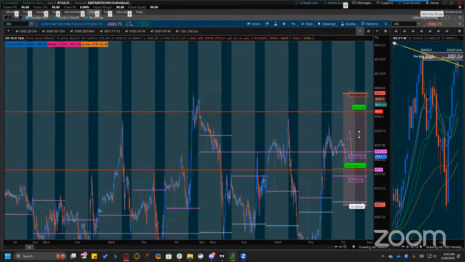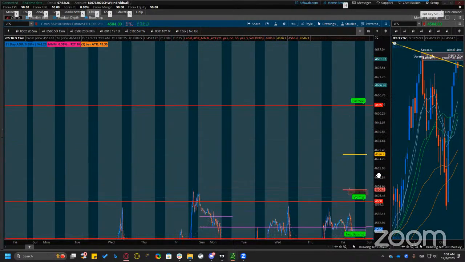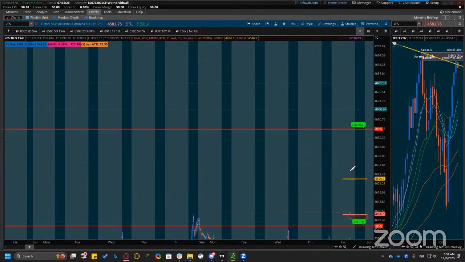To the upside, the full ADR plus the market maker move gets us to the call wall. Now that is resistance. It's where we expect a lot of sellers to be waiting. Those sellers can stand aside and let us run through it.